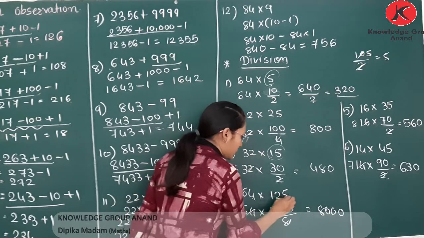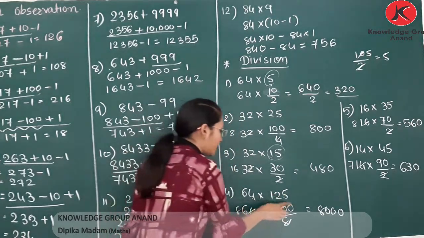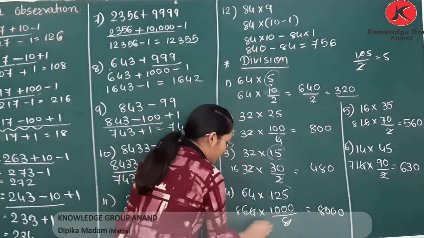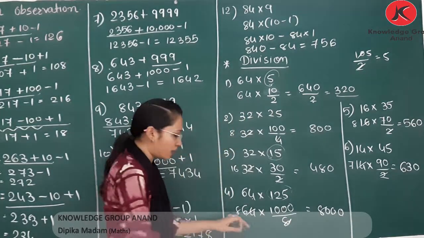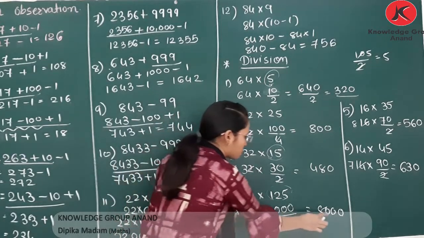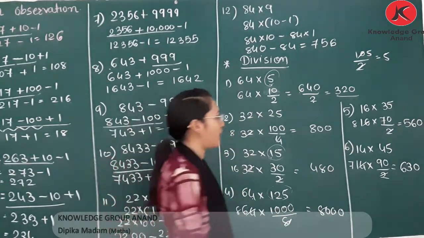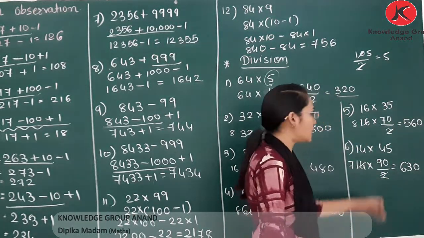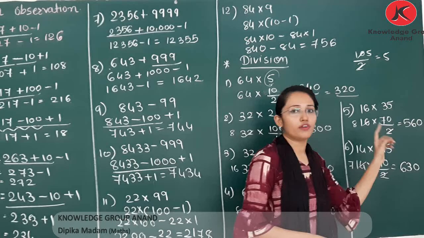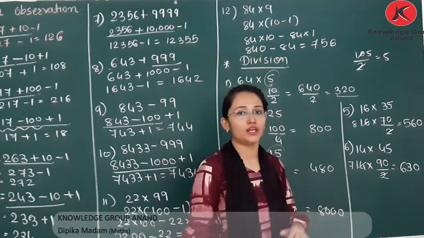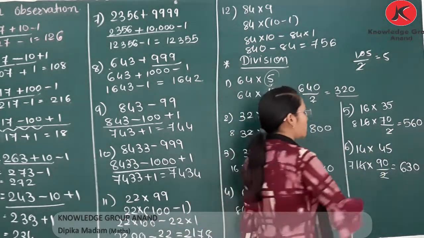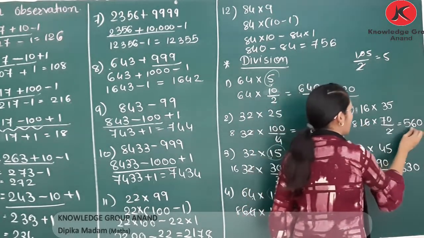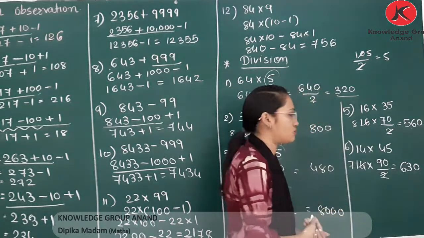Next example. 64 multiplied by 125. So 125 can be written as 1000 by 8. You can cut the common factor. 8 8s are 64 and the remaining 8 is multiplied with 1000. It is 8000. Next, 16 is multiplied with 35. 35 means what? 70 divided by 2. 35 2s are 70. Now 2 8s are 16. So you can cut it here. 8 into 70 is 560.